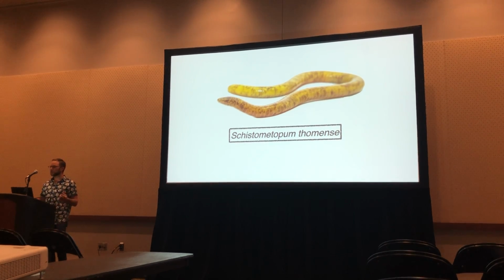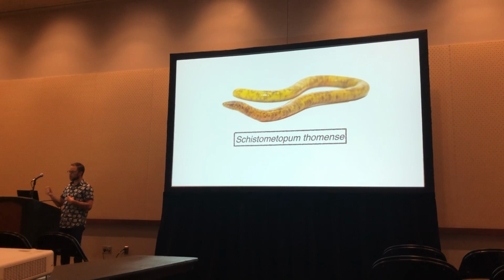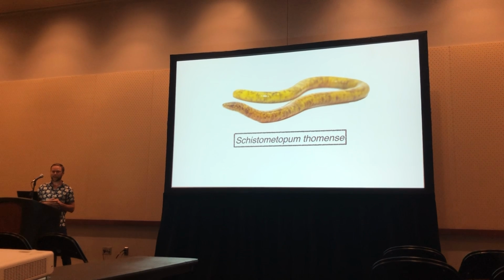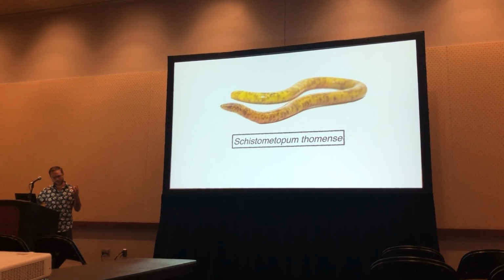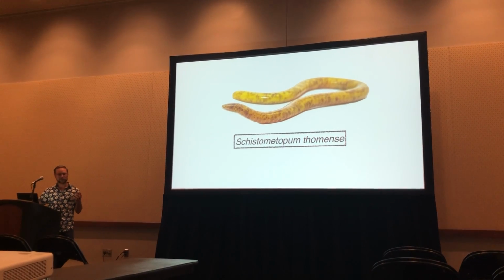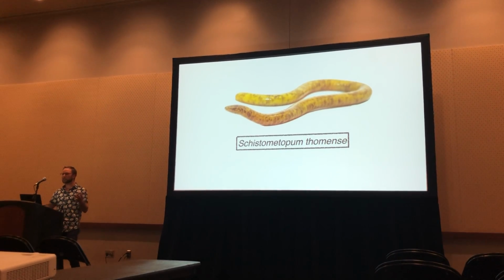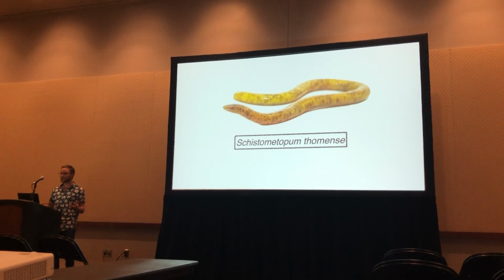So the species I'm focusing on today is Schistometopum thomense, the São Tomé caecilian. And I have been practicing sounding that out because it's rather difficult to pronounce. But this caecilian is sort of like the model caecilian in a way, because we know almost nothing about most caecilians. But this caecilian is pretty well studied.